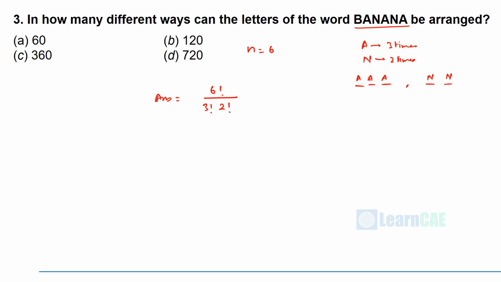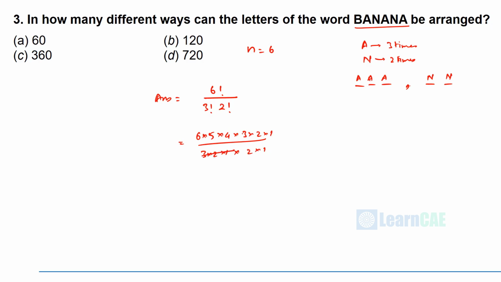When it is coming like this, these 2 spaces are getting wasted. So we have to divide by that many factorials. So the answer is 6 factorial by 3 factorial into 2 factorial. This is nothing but 6 into 5 into 4 into 3 into 2 into 1 divided by 3 into 2 into 1 into 2 factorial, that is 2 into 1.